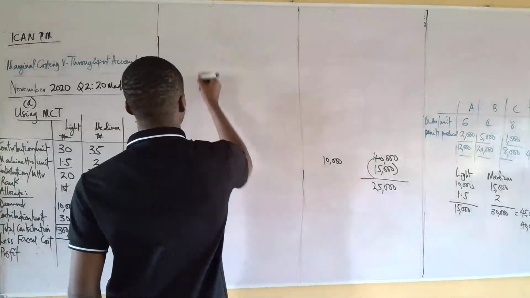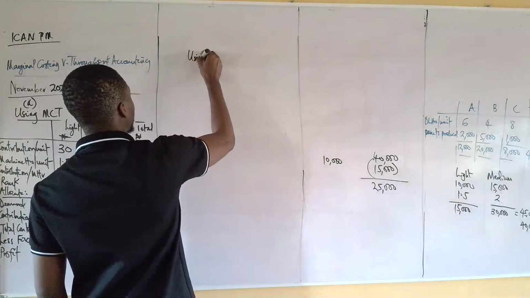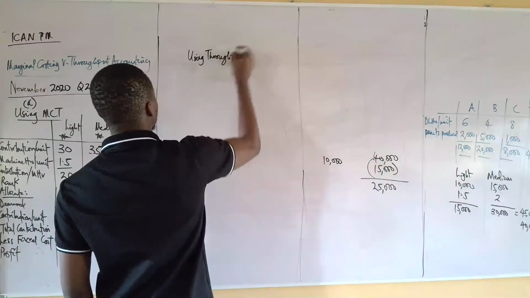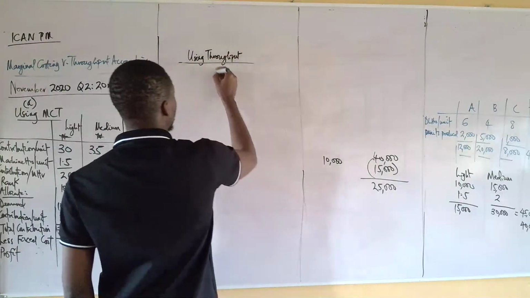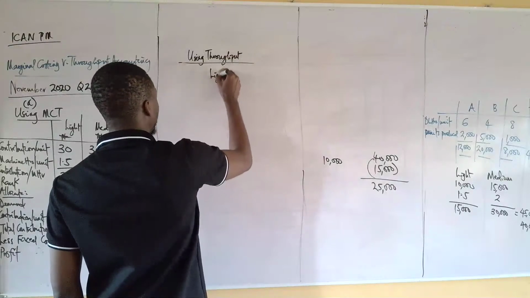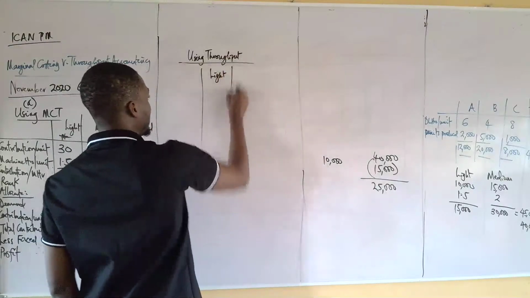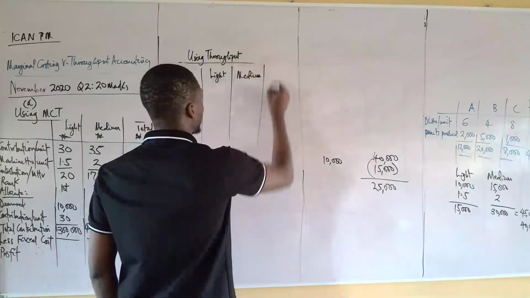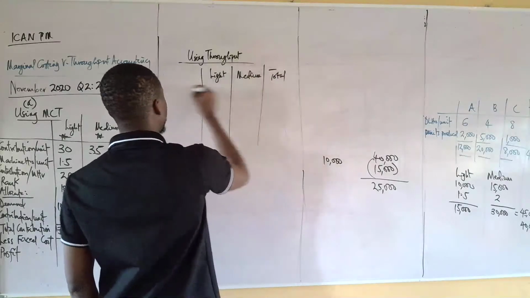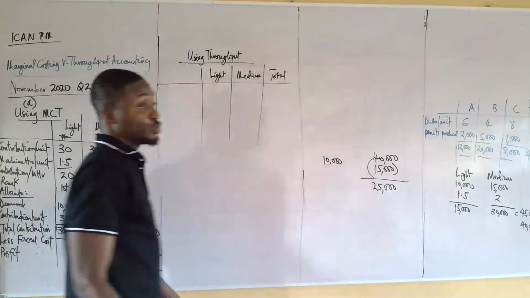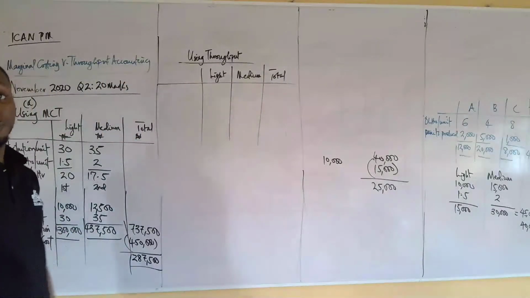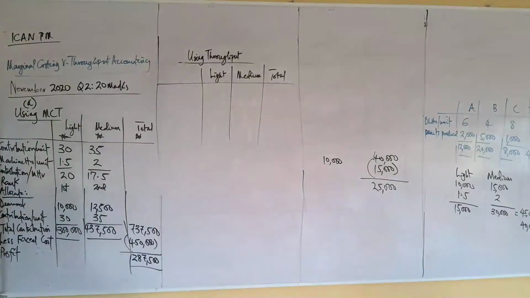Now we go over to the next using what? Throughput. Light, medium, total. Follow the same steps. And they did not give us throughput, right? What they gave us was contribution. So we have to calculate our throughput. And throughput is sales less material cost.